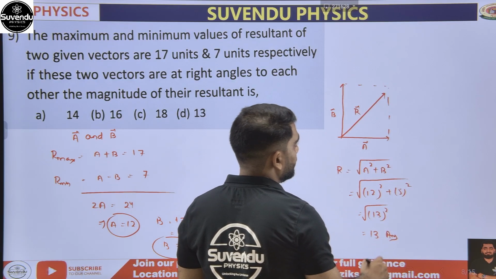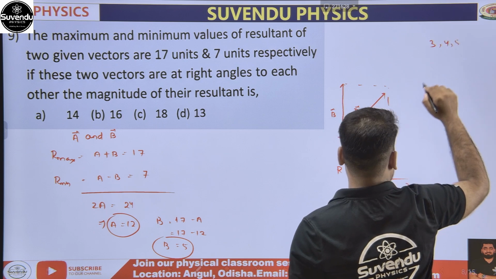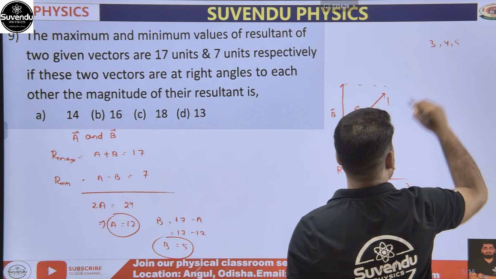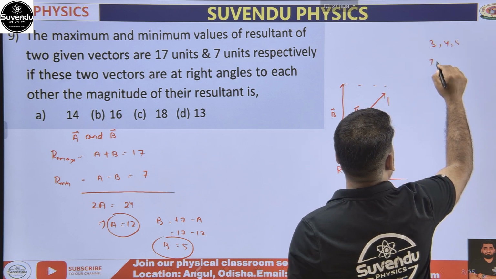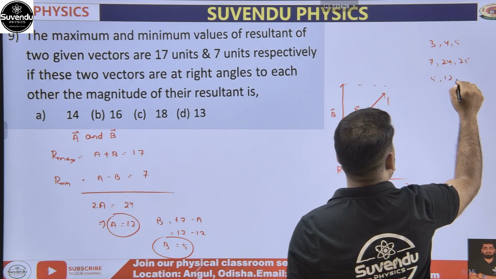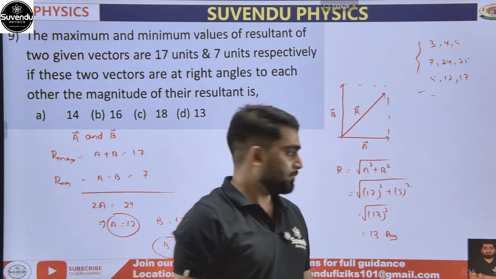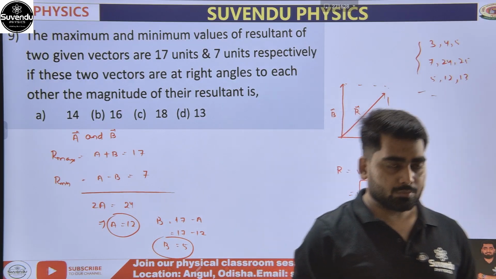Pythagorean triplet, we know. Which Pythagorean triplets do we say? 3, 4, 5, then 7, 24, 25, 5, 12, 13, etc. Clear? So this is the answer of this question.